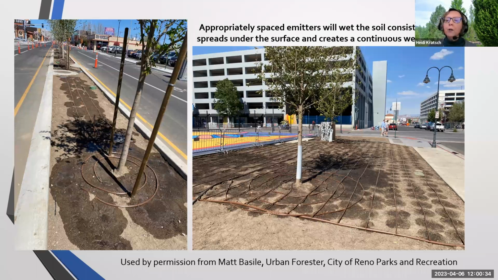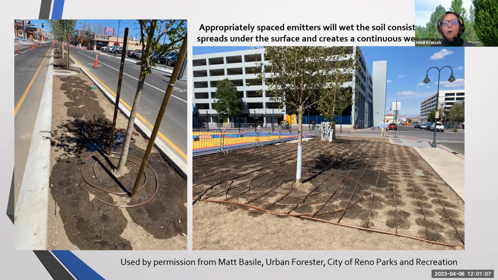The City of Reno recently committed to decreasing tree canopy loss to reduce the urban heat island effect as the climate warms. So our city urban forester, Matt Basil, has been experimenting with some methods for irrigating street trees. These photographs show what they've been doing with street trees here in Reno. On the left, you see trees planted in a median island with irrigated rings and parallel lines of inline tubing. On the right are trees that are planted ornamentally in a pedestrian area.